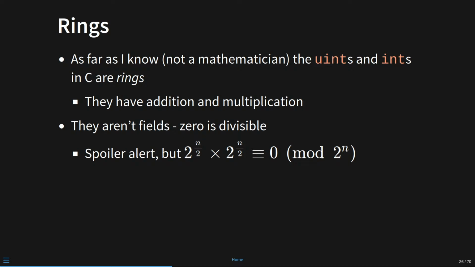A ring is a mathematical object. I'm not sure. I think it's a tuple that contains a set of values and then also some functions. It's a set that has addition and multiplication defined on it. I thought they were fields.